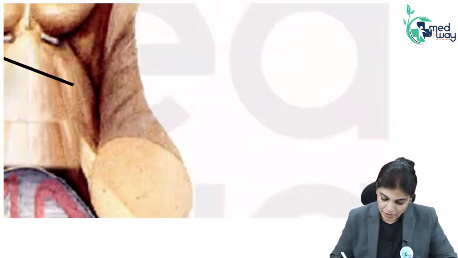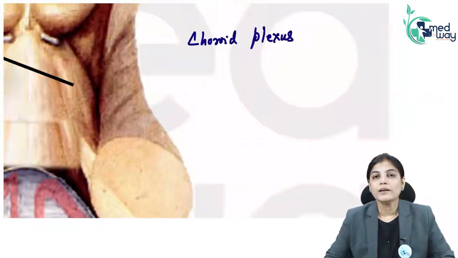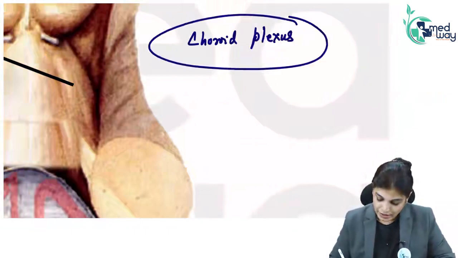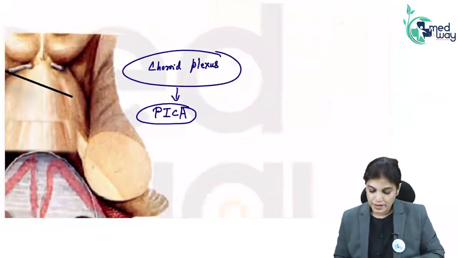So, please write down. In this double layered pia mater tela choroidea, what does it contain? It contains the choroid plexus. So, we have to know about the choroid plexus. The choroid plexus is a capillary network, and in this case it is formed by the branches of PICA. What is PICA? Posterior inferior cerebellar artery.